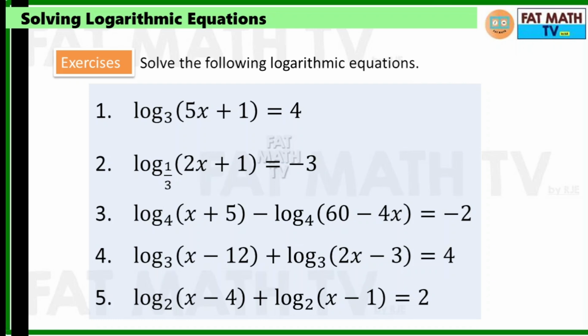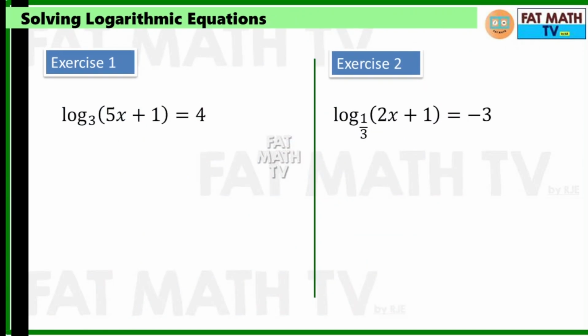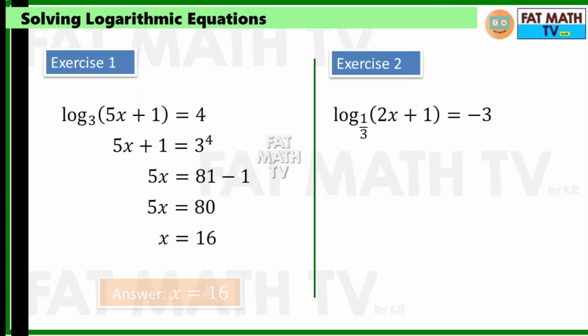Okay, for the answers, I'll just provide you with the answers here, and you go over the process. And if you can't understand why it became like that, you can comment down below for your questions. So this is transforming to exponential form and solving the linear equation. If you substitute, it will satisfy.